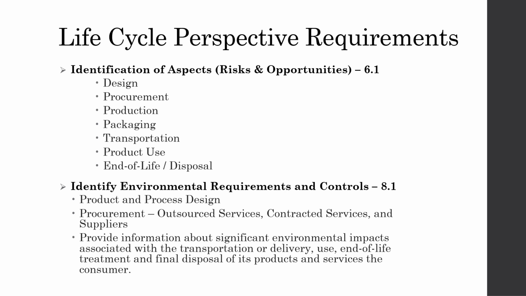So in section 6.1, it says we're going to identify aspects from a life cycle perspective. And in section 8.1, it says we are going to control our activities in each stage of the life cycle of our product.